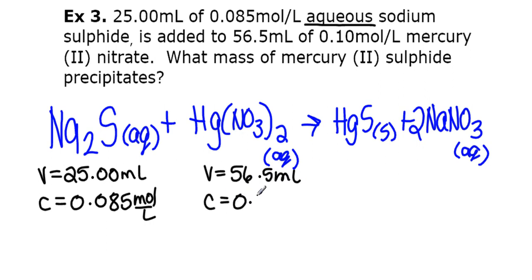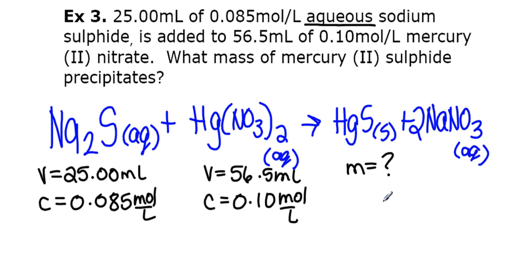And concentration is 0.1 moles per liter. And we want to find out what the mass of our mercury sulfide is. So this might sound similar to the previous question, but there's one thing right away that should jump out at you that's different. What's different here is they haven't told us something is in excess.